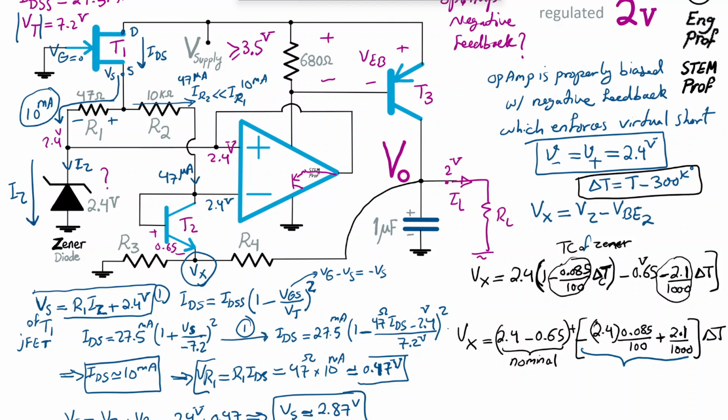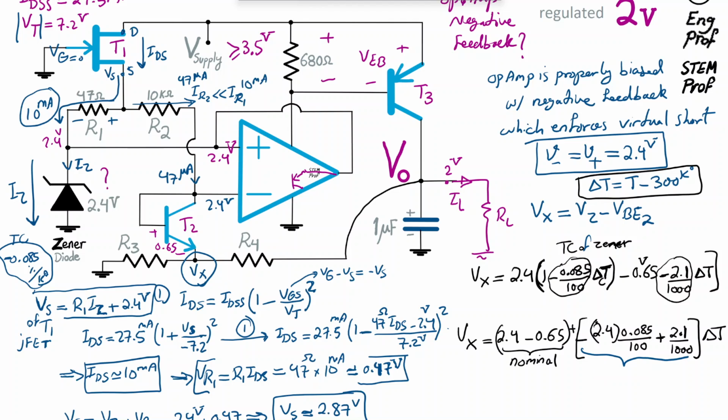So by proper selection of the 2.4 volt Zener, which comes with a temperature coefficient of negative 0.085% per degree Kelvin, we actually managed to match the negative 2.1 millivolt per degree C voltage drop for the transistor T2. So that's why these two track each other effectively, and therefore they cancel out. At Vx, they sort of cancel out their effect, and that's exactly what this thing here indicates.